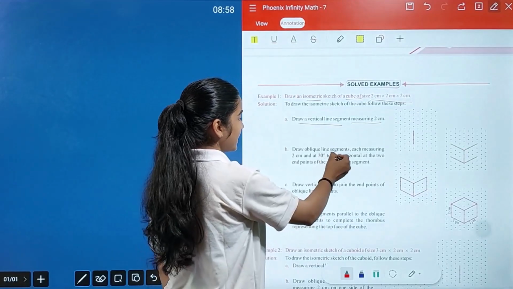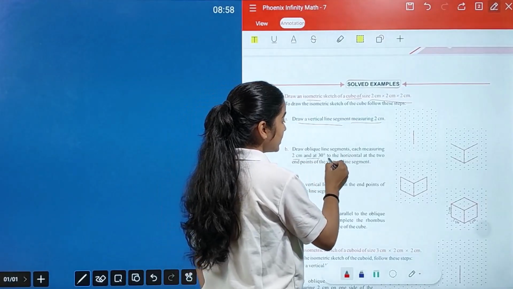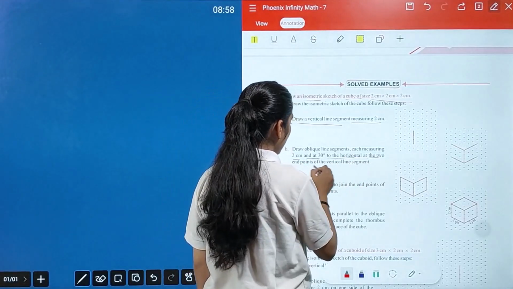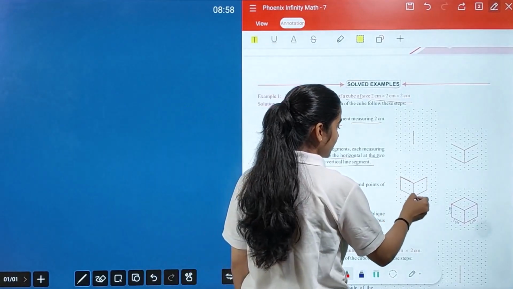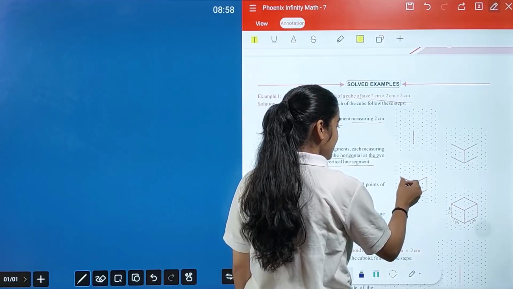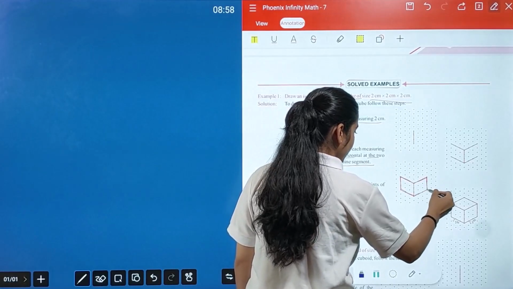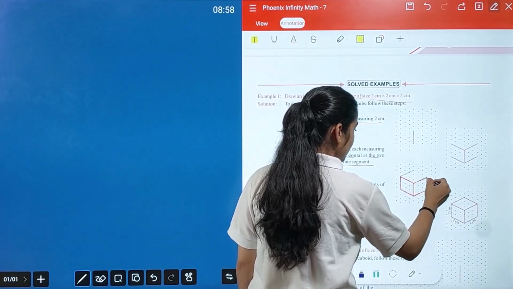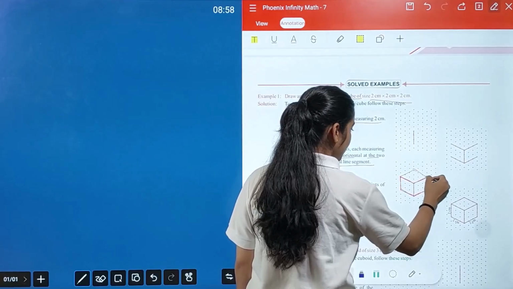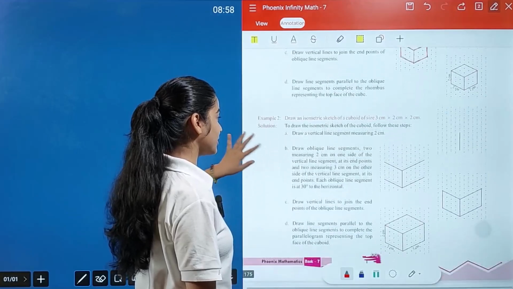Now draw oblique line segments, each measuring 2 centimeter and at 30 degrees to the horizontal, at the two end points of the vertical line segment. Then further you have to make your 2 centimeter line, and you have to connect it. Same in this, and you have to connect it. Further you have to draw in this direction 2 centimeter, and then just connect them together, and here is your cube with 2 centimeter, 2 centimeter and 2 centimeter.